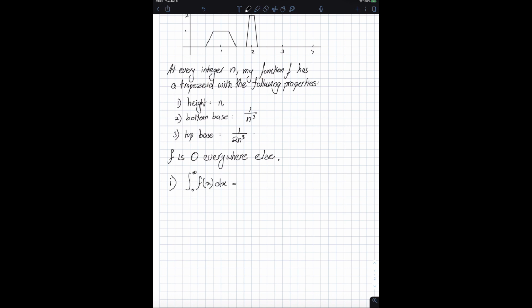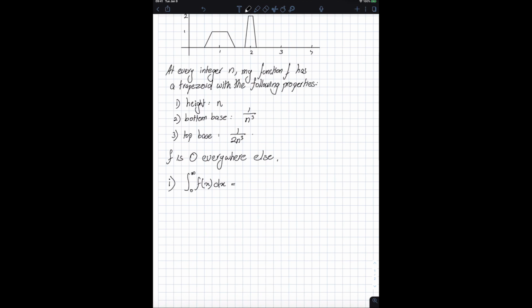Well, this is just the same thing. The integral essentially just computes the area under the graph, and that can just be written as the sum from n equals 1 to infinity of a sub n, where a sub n is the area under each one of these trapezoids. And this is just going to be the same thing as the sum from n equals 1 to infinity of, well, the area of a trapezoid is 1/2 times the sum of parallel sides. That's just the sum of 1 over n cube plus 1/2 n cube, which is just 3/2 n cube. So 3 over 2 n cube. And multiplied by the height of the trapezoid, which is just n.